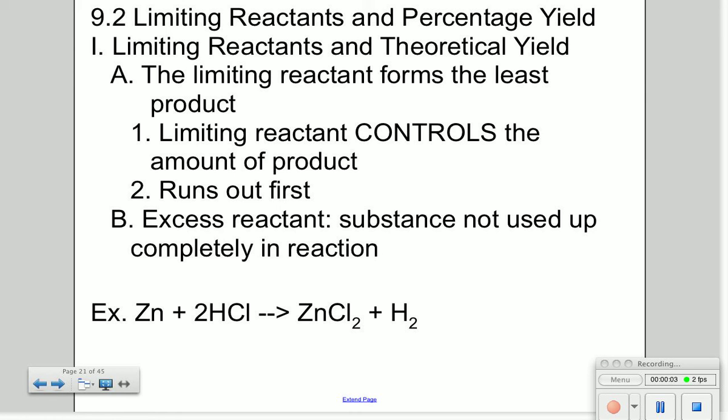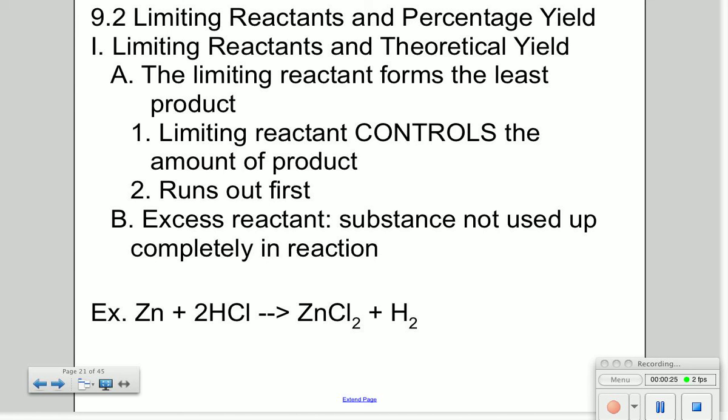Okay, so this is a lecture on 9.2 part 1 where we're going to look at limiting reactants and percent yield. Now, limiting reactants are reactants that run out first, and they control how much product is going to be made in a chemical reaction. So your limiting reactant forms the least amount of product, and I'll explain that in a second.